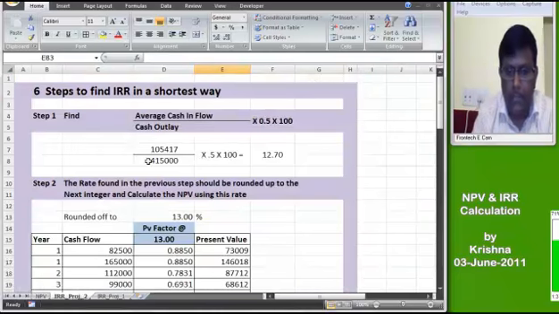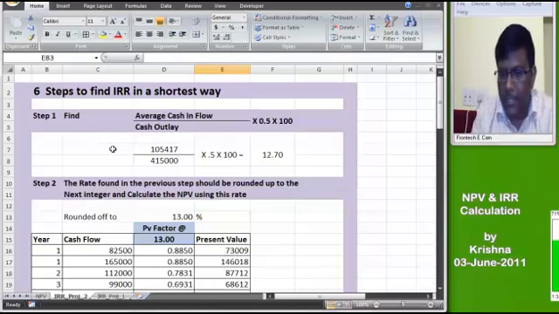As a first step, the formula we have to use is average cash inflows divided by cash outlay into 0.5 into 100. So already we have identified the average cash inflows divided by cash outlay into 0.5 into 100, and we are getting a percentage of 12.7.